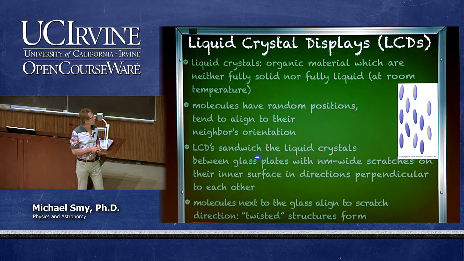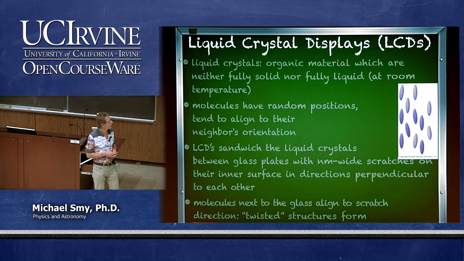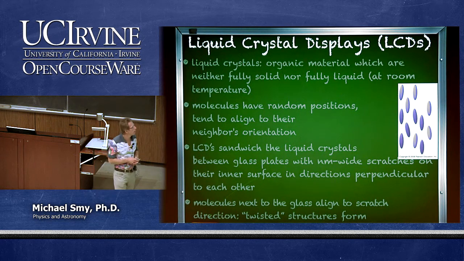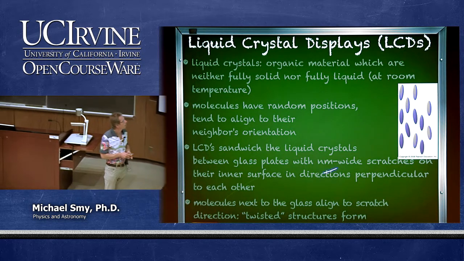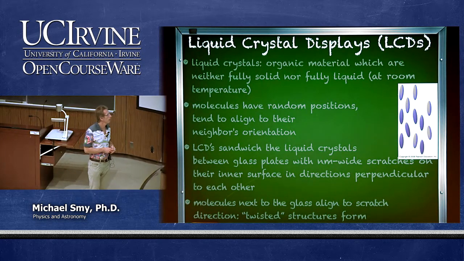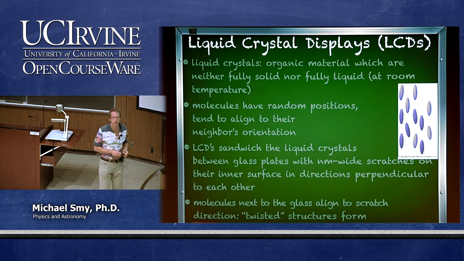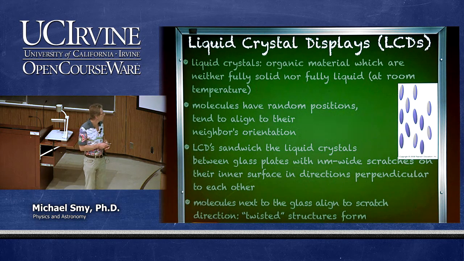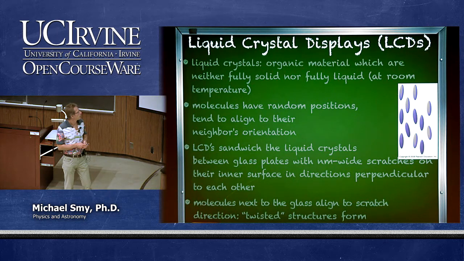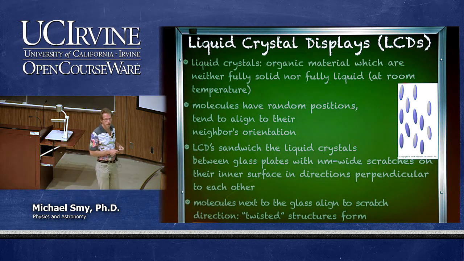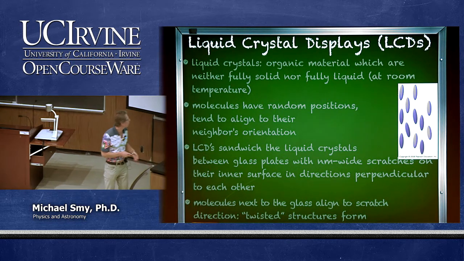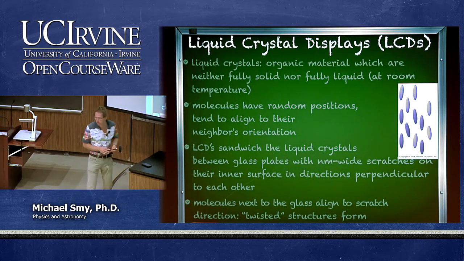And if we now use such an LCD material and sandwich it between glass plates, and let's say the glass plates have scratches to give them a preferred direction, then those molecules that are next to the glass will align themselves to the direction of the scratches. And if we have the two glass plates with orientations of 90 degrees with respect to each other, we form a kind of twisted structure.